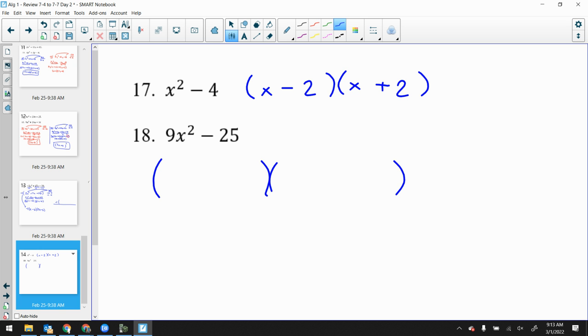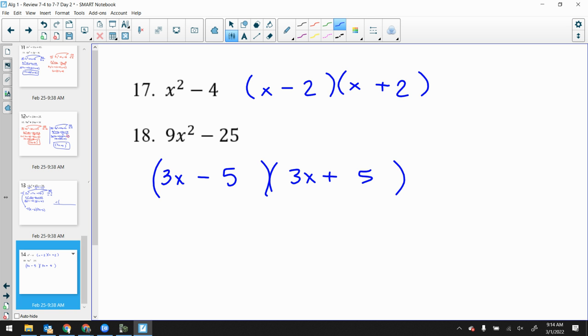We'll put a minus and a plus. And what's inside my parentheses? 3x plus 5 and 3x minus 5. Good. A 3x and a 5, one plus, one minus.